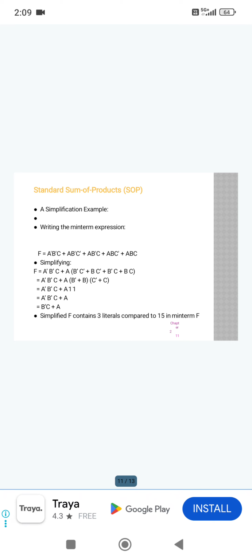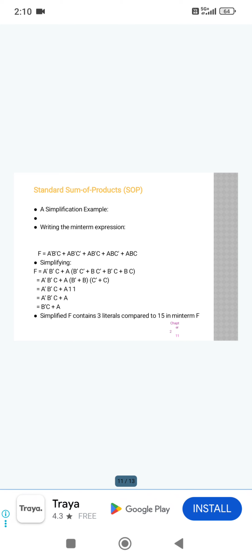Here we are taking one example, where a dash represents a bar: a bar b bar c plus a b bar c plus a b bar c. Like this way they are providing one sum for us. We have to simplify this. Next step, a bar b bar c plus, here we are taking a as a common term, so b bar plus b, and next one is c bar plus c. So b bar plus b and c bar plus c is denoted as a 1 value. So this is 1. So that's why a bar b bar c plus a only.